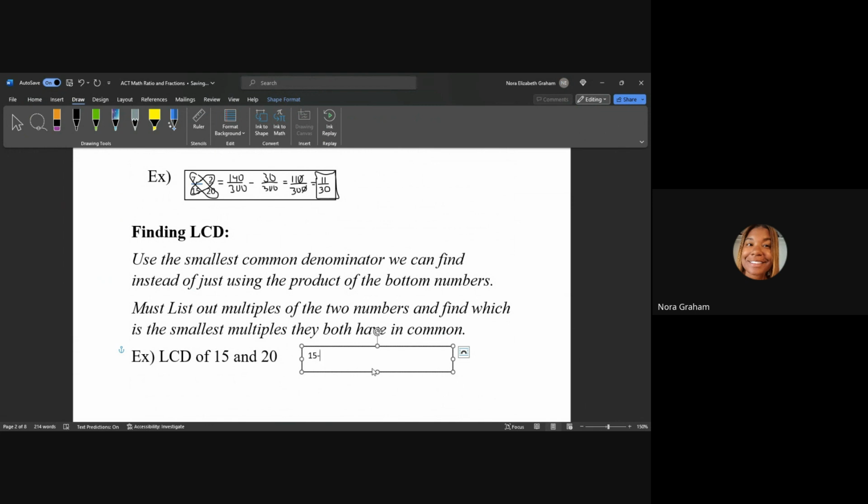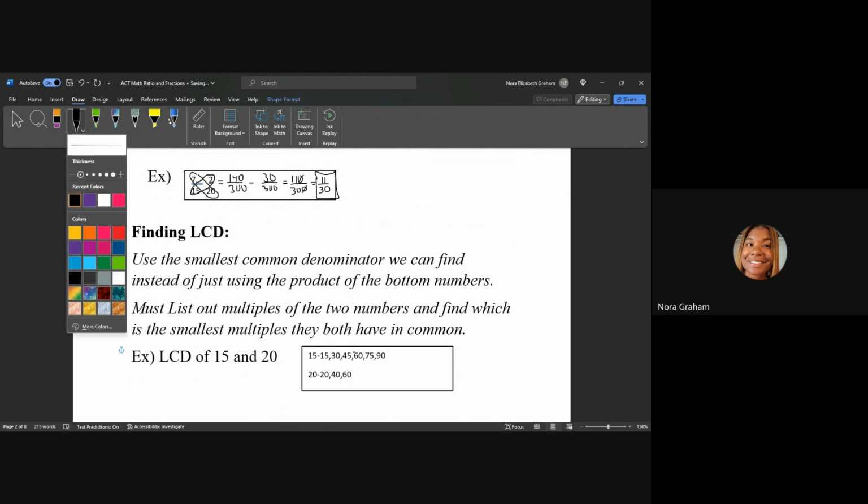All right. So when I list out the multiples of 15, I have 15, which is 15 times 1, 15 times 2 is going to give me 30, 15 times 3 is going to give me 45. So I'm just listing out all the multiples of 15: 75, 90. That's far enough. And then I'm going to do the same for 20. Just list out all the multiples of 20. So I have 20, 40, 60. And I can stop right there because look, I just found a common multiple between the two.